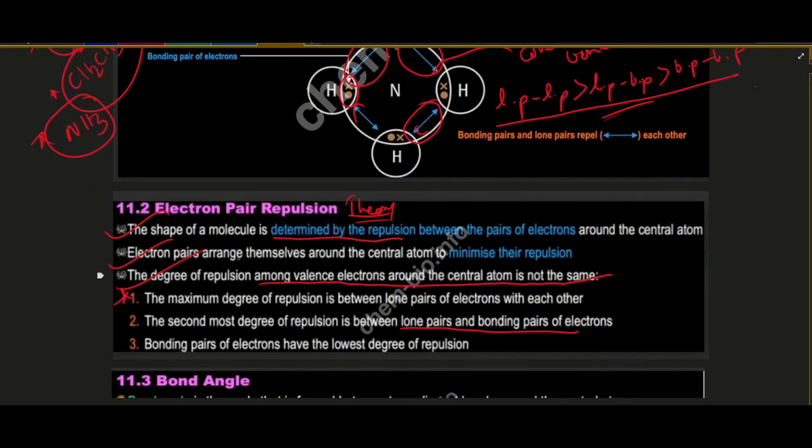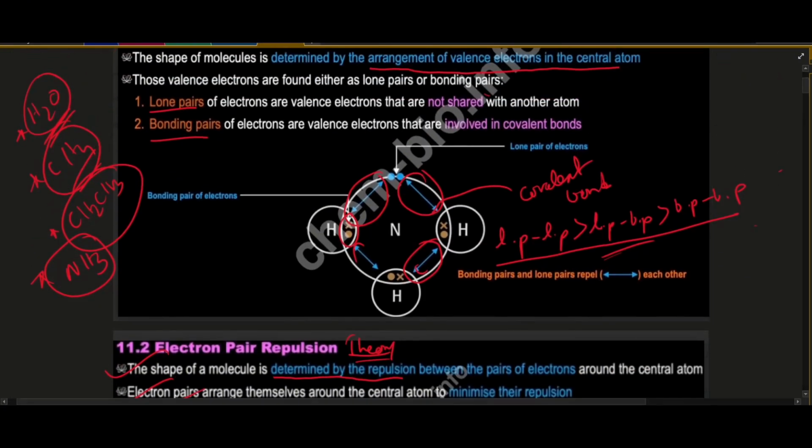Why is it called electron pair repulsion theory? It's because the electron pairs arrange themselves around the central atom to minimize their repulsion. Based on this criterion which I've written, if they arrange themselves around the central atom, they will face minimum repulsion, and this will result in the shape of that particular molecule.